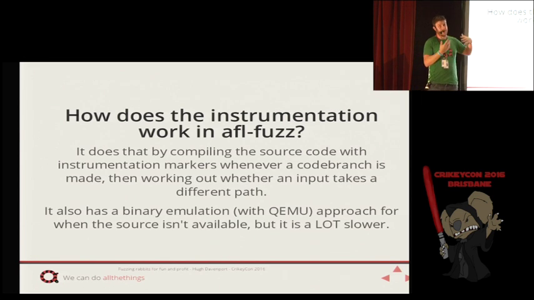So basically, you work out when a branch point is taken. That approach is a lot slower, like an order of magnitude slower, so I haven't done that. I just stick with the open source stuff, and it still pays.